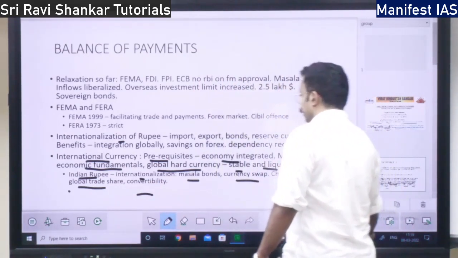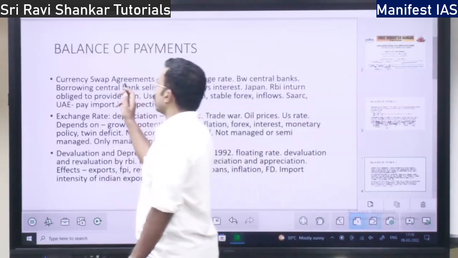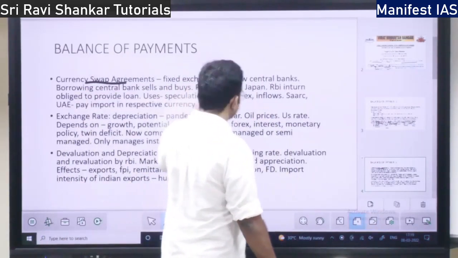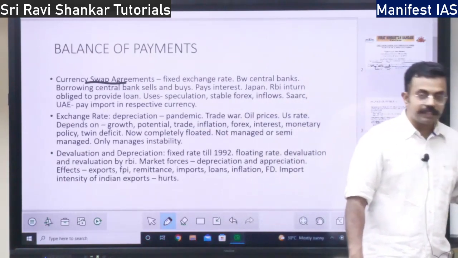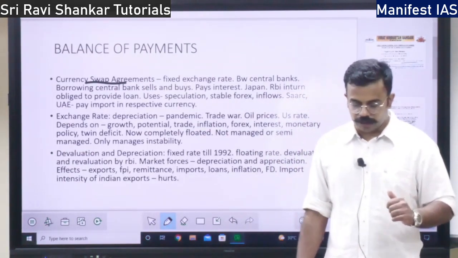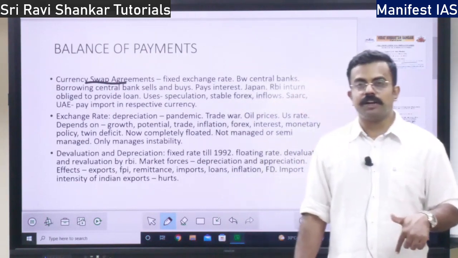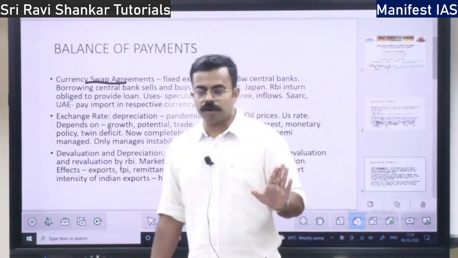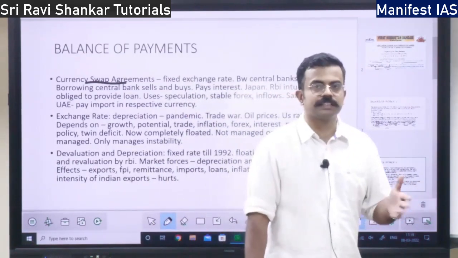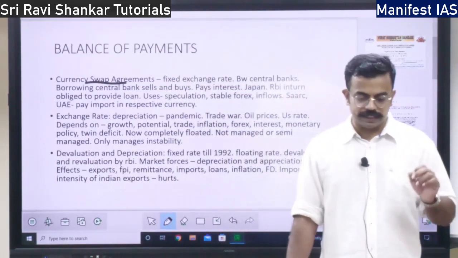Okay. Next, we will look at the currency swap agreements. So what does currency swap agreement mean? See, I told you, Japan has given us $75 billion, right? So if we can use the $75 billion for any purpose, or if Japan says use it for infrastructure, we can use it for infrastructure. That is there.